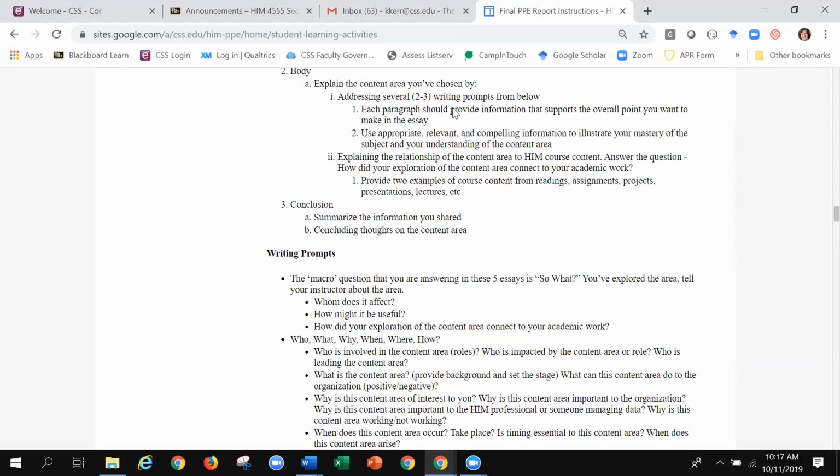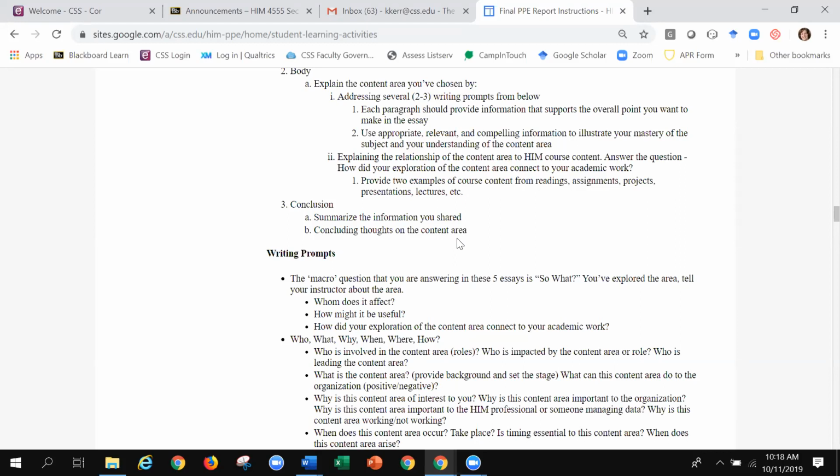All right, and then I'm going to be looking for a conclusion paragraph where you summarize the information you shared. For this, 1 to 2 sentences to clearly and concisely describe what you shared. And then share your concluding thoughts on the content area. These can be positive thoughts, negative thoughts.